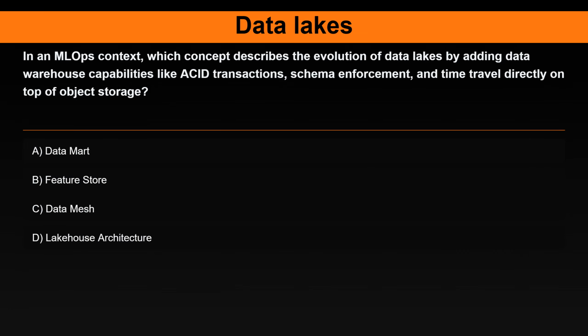Question 12. In an MLOps context, which concept describes the evolution of data lakes by adding data warehouse capabilities like ACID transactions, schema enforcement, and time travel directly on top of object storage? Option A, data mart. Option B, feature store. Option C, data mesh. Option D, Lakehouse architecture.